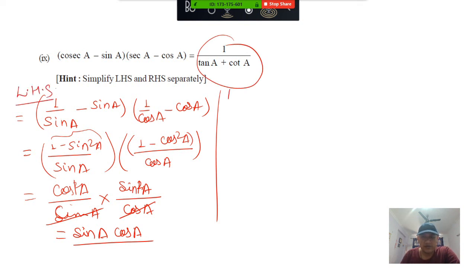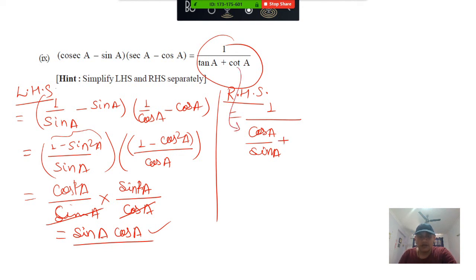Now we solve the right hand side, and if we solve left hand side and right hand side and we get the same result, then they are correct. If we don't get the same result, then we are doing something wrong. So let's solve it. This 1 upon tan A is our cos A upon sin A. This cot A is cos A upon sin A, plus tan A is sin A upon cos A. Luckily they are plus sign, so I don't have to change it actually. I'm lucky here. So let's take LCM in the denominator.